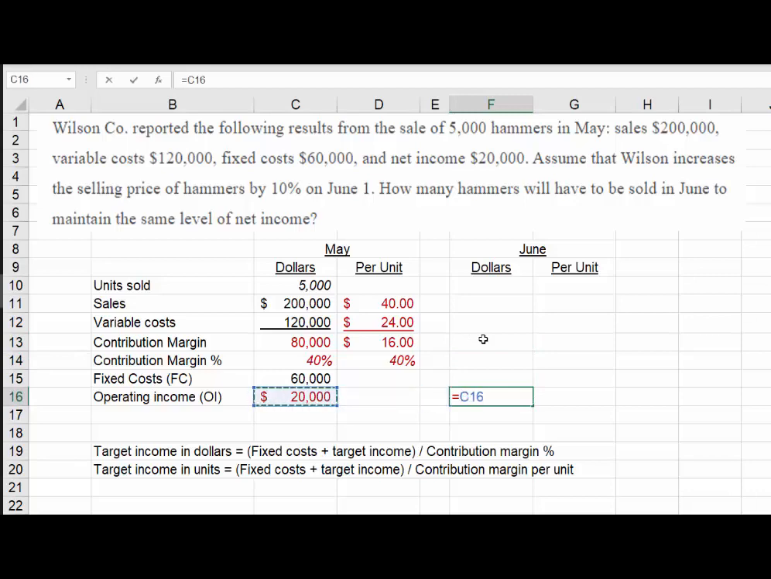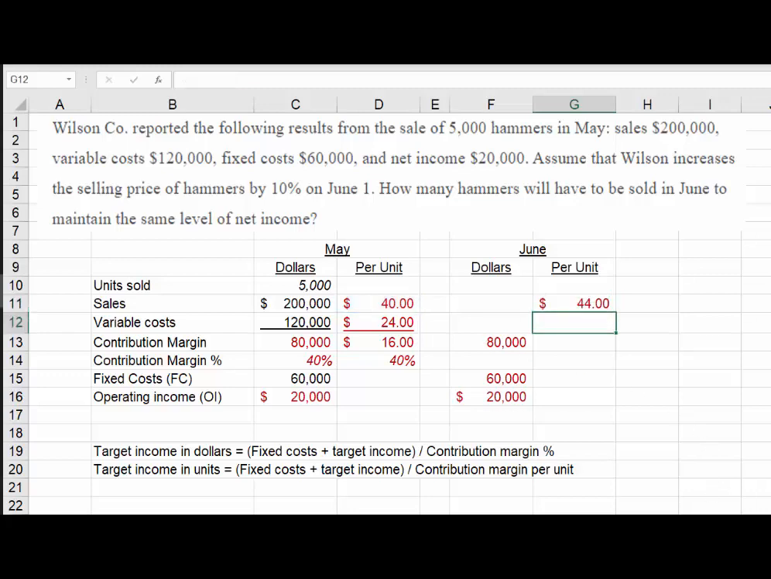They want operating income or net income to be the same. We know fixed cost won't change, so that's going to be 60,000. Therefore, we know that the contribution margin will be the same as well, because operating income plus fixed cost will get you the contribution margin. What else do we know? We know they're going to raise the sales price per unit by 10%. So I'm going to take $40 and increase that by 110%.